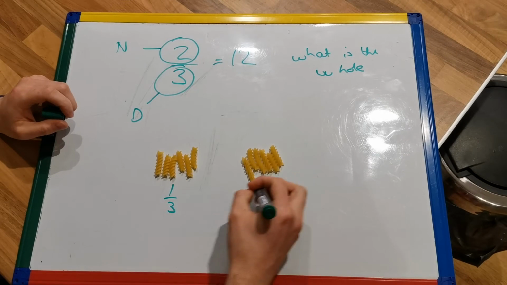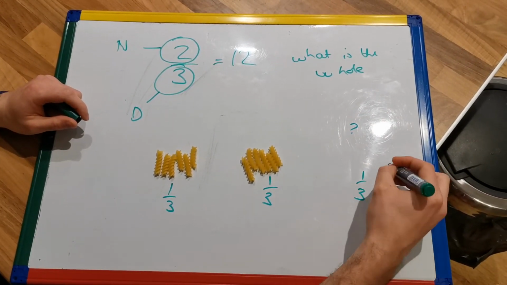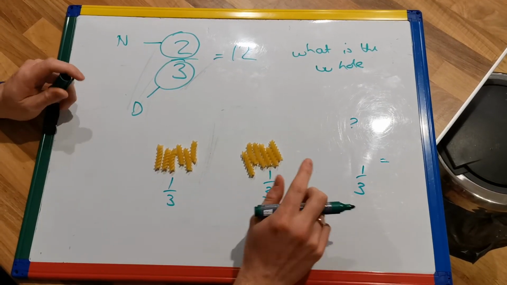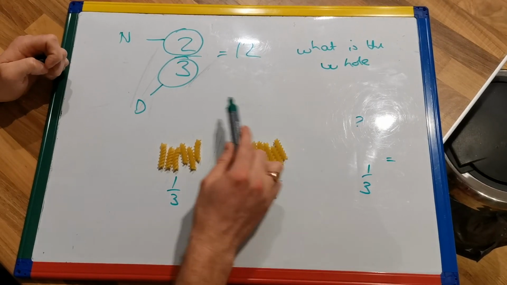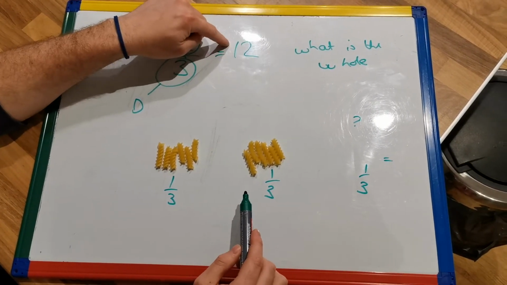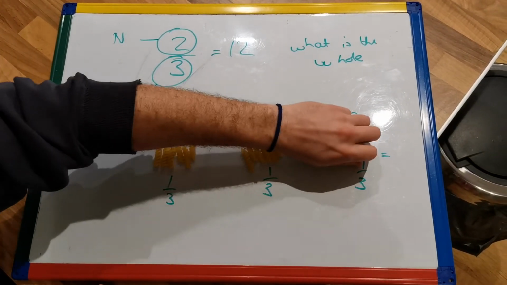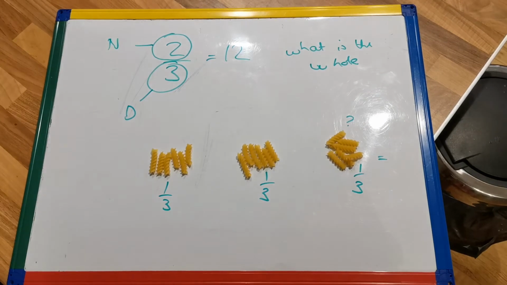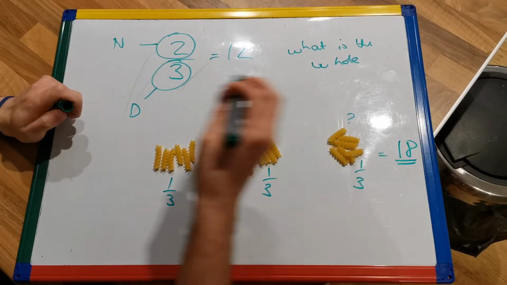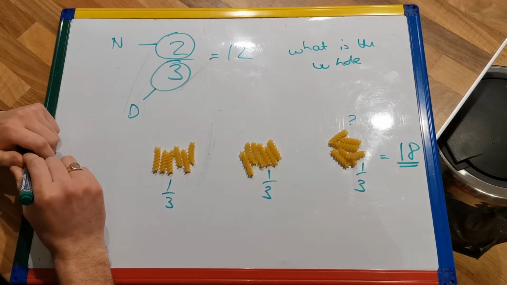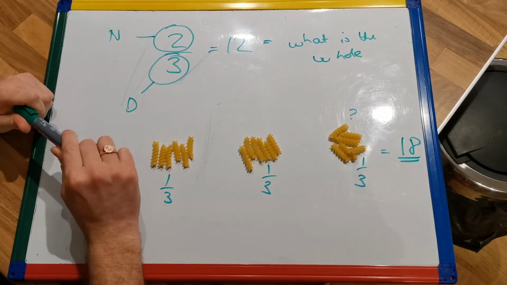So this is 1/3, that is 1/3, and it's this other third that makes up the whole. Because all fractions are equal, this 1/3 equals 6, and this 1/3 equals 6, which makes 2/3 equal 12. So this third must also be 6. And those of you who know your 6 times table, you know it's 6, 12, 18. My whole is 18.